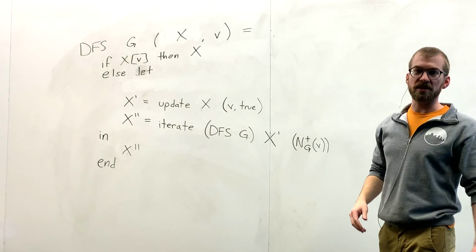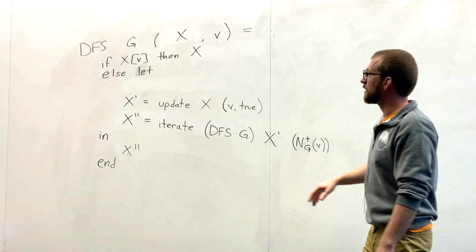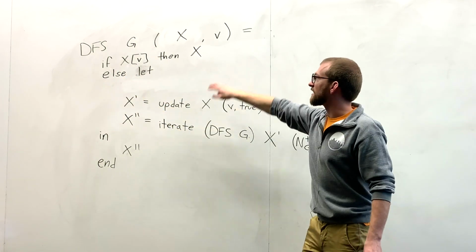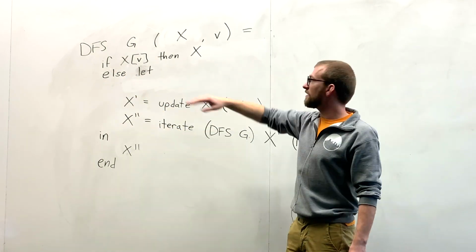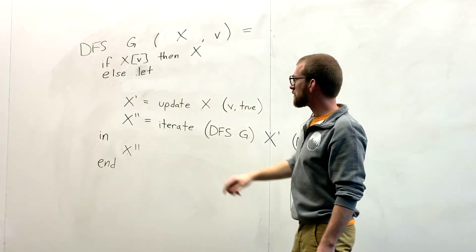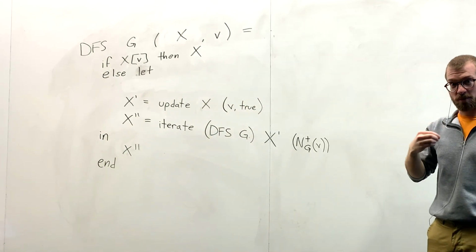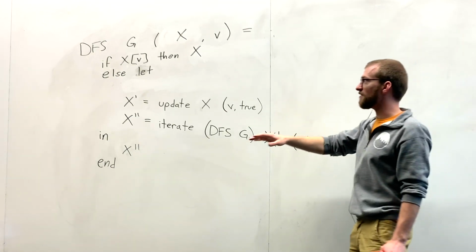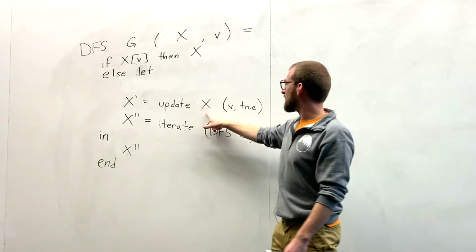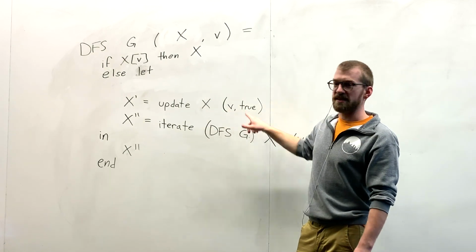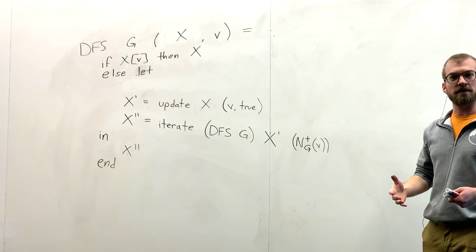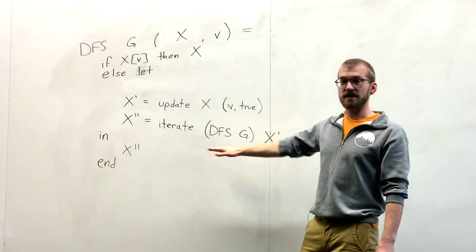Now there's two possibilities for when we're visiting a vertex. It's possible that we've visited it before. And if that's the case, then we don't need to visit it again. And so we just return the visited set that we already have. But if we actually need to visit the vertex because we haven't visited it yet, then we need to update the visited set to mark that vertex as visited. And then we need to visit all of the neighbors of that vertex. And that's what this line does.